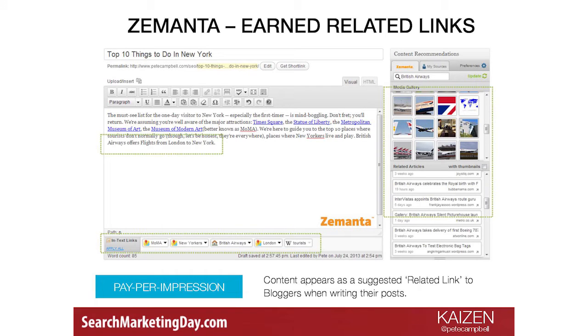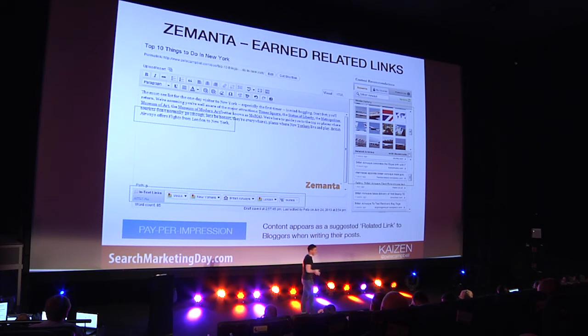So Samantha is quite an interesting platform, because what it does is it will suggest your content as a related link to bloggers while they're writing their posts. So here you can see an example for British Airways, a travel article, and British Airways' content is advertised in the right and on the bottom down here. The idea is that a blogger will editorially link to the content.